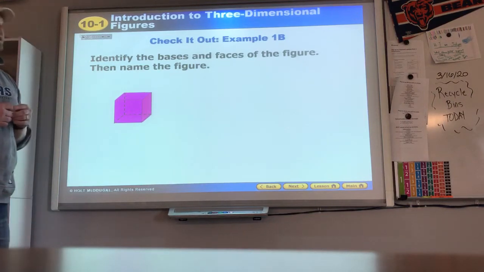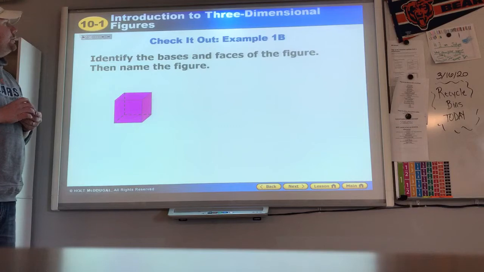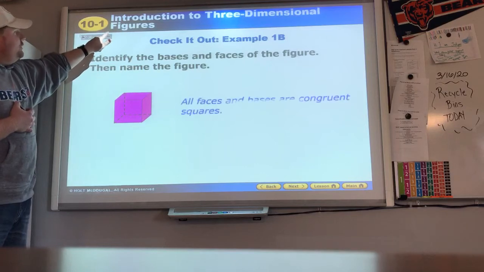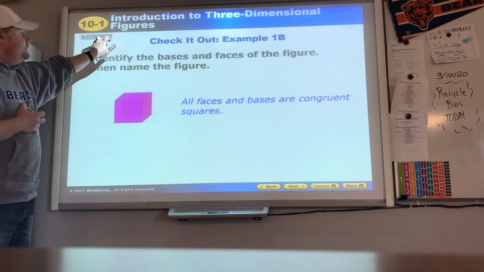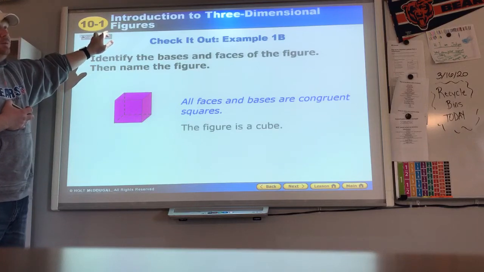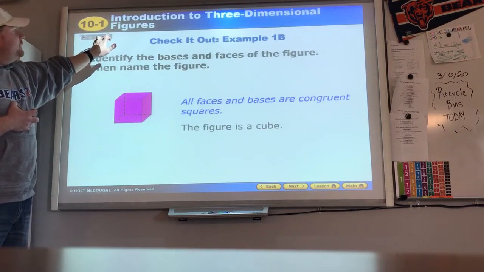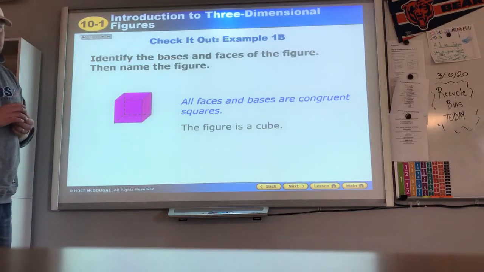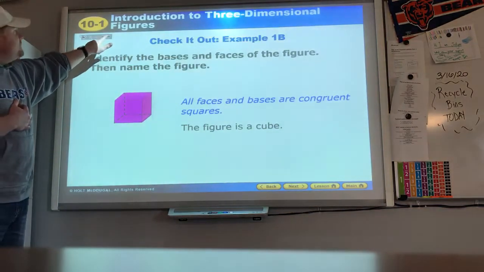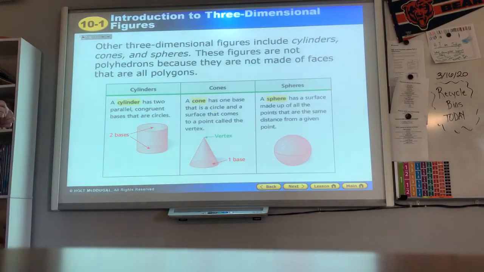Here, we look. All of these look the same. When that happens, they're going to call it a rectangular prism, or since all of them are the same, they might even give it a special name since they're all congruent. A cube. And you probably knew that already. Every cube is a rectangular prism, but not every rectangular prism is a cube, if that makes sense to you guys.